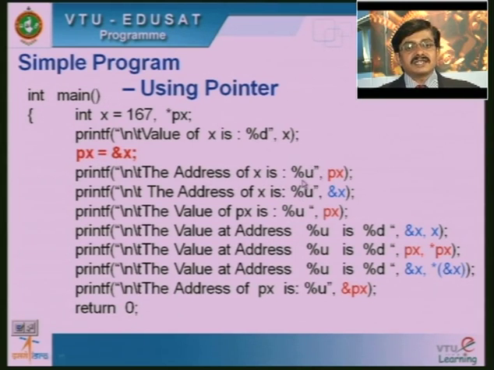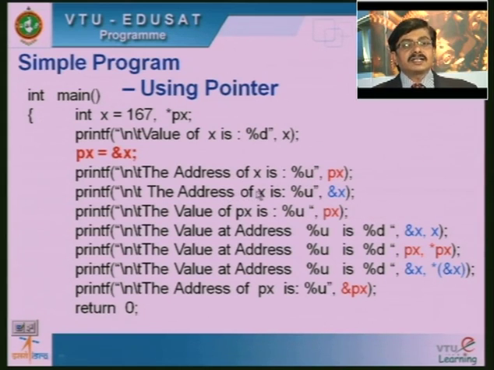So we must use %u here. The %u refers to the printing of an unsigned decimal number. If I use %d, then this is for a signed number. Since I am supposed to print an unsigned number here, I am using %u. So %u of px, which is holding the address of x, prints the address of x there.